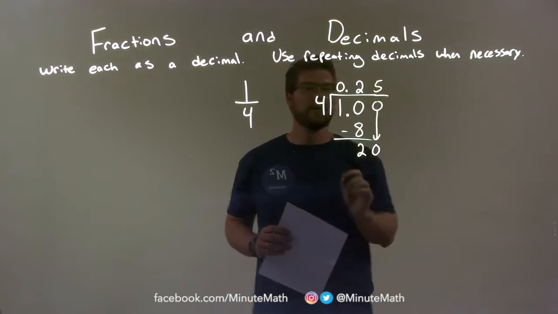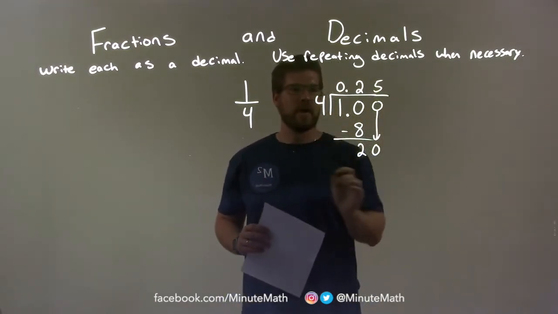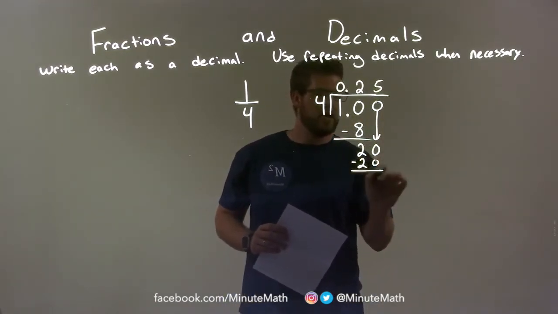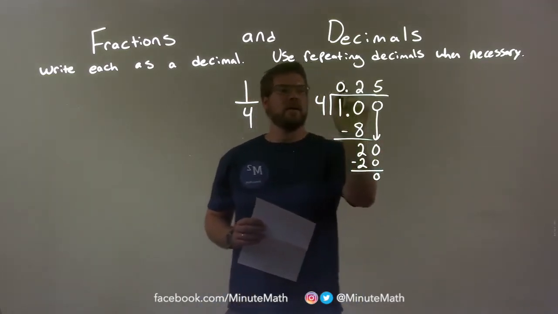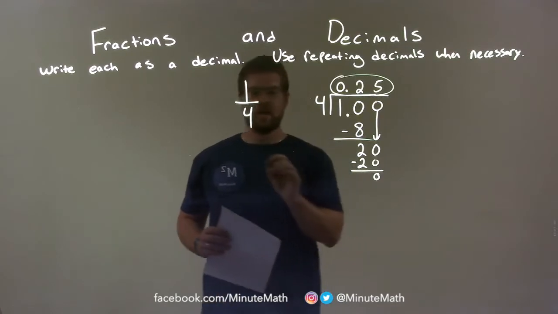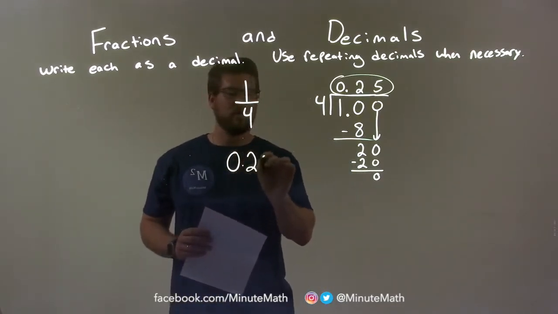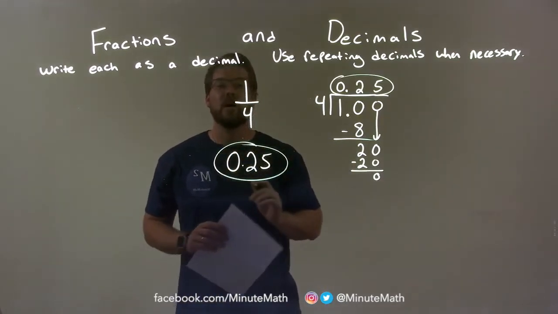So we have 5 right here. 5 times 4, okay, is 20. And we end with a 0, and so we are done. We got our answer right here, and it's written up top. And that is 0.25. And that is our final answer.